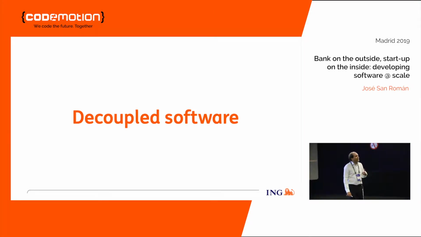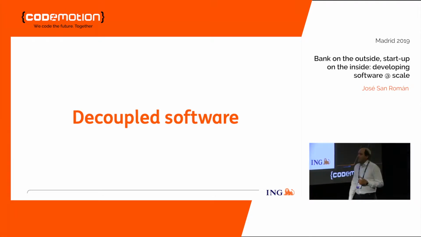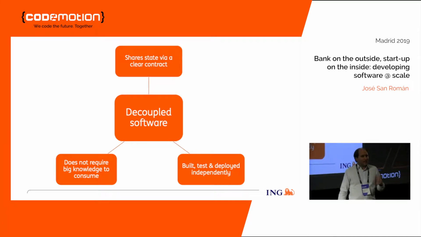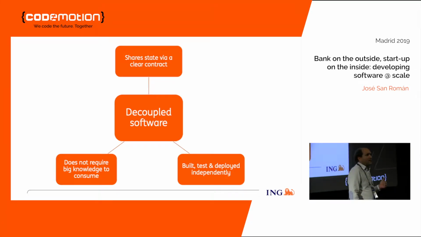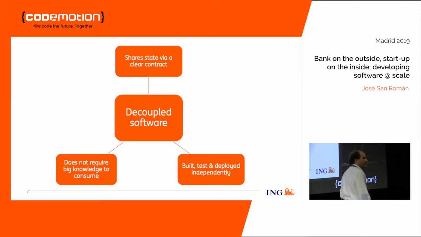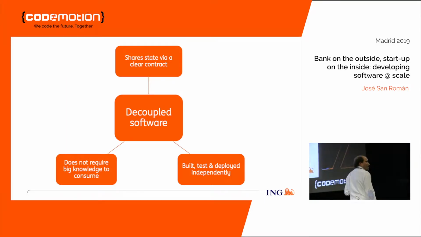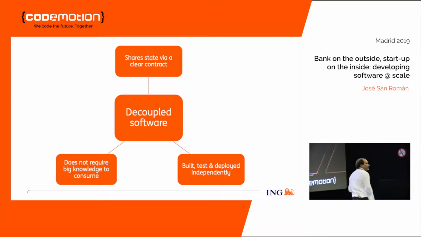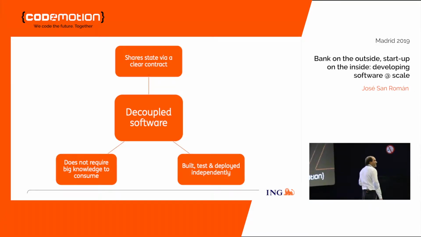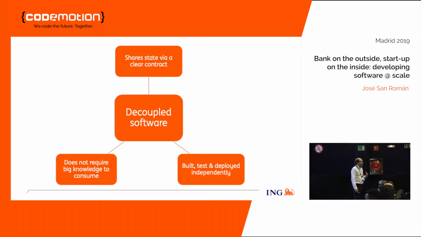Which are the three attributes I think decoupled software has? The first one: you share the state with a clear contract. The second one: you're able to build, test, and deploy that piece in an independent way. The third: you're able to consume other pieces of the system without having too much knowledge.